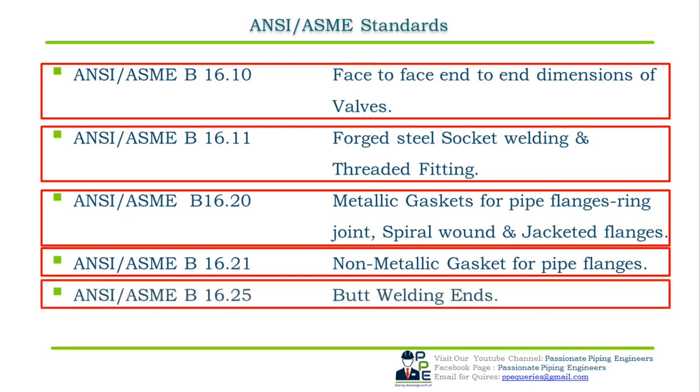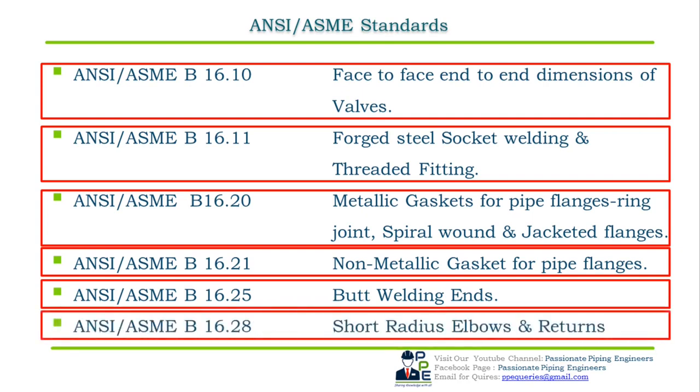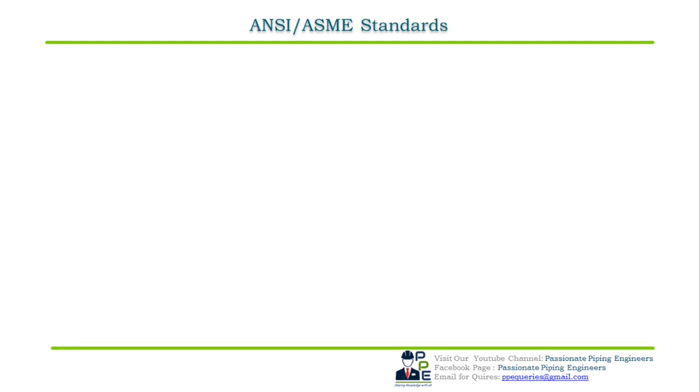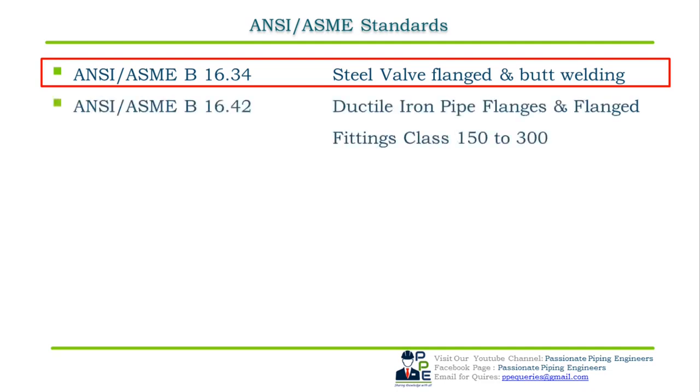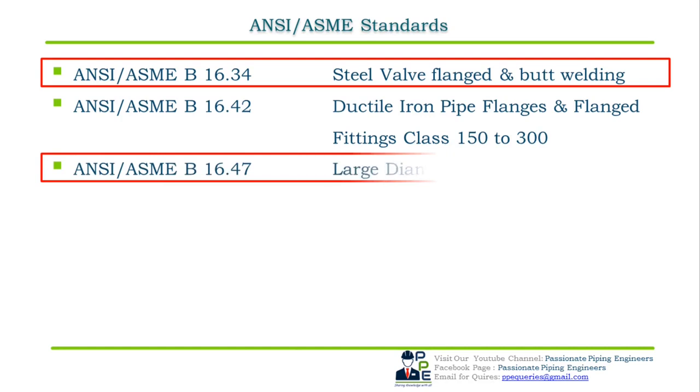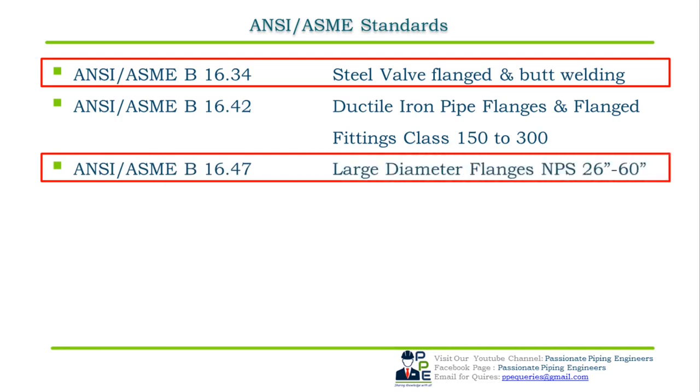ASME B16.25 is for butt welding ends. ASME B16.28, that is short radius elbows and returns. ASME B16.34, that is steel valves, flanged and butt welding ends. ASME B16.42 is for ductile iron pipe flanges and flange fittings class 150 to 300. ASME B16.47, that is large diameter flanges, which is 26-inch NPS to 60-inch NPS.